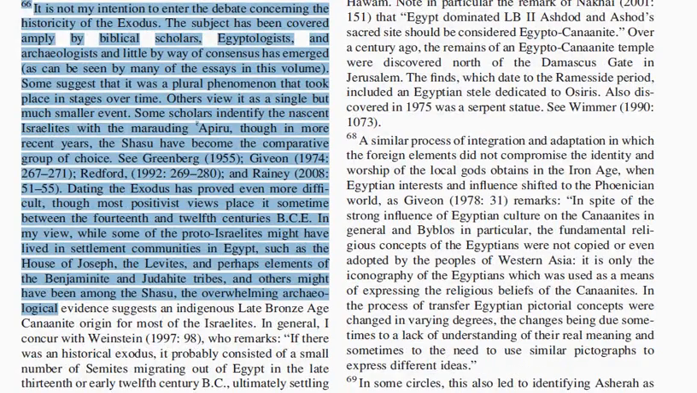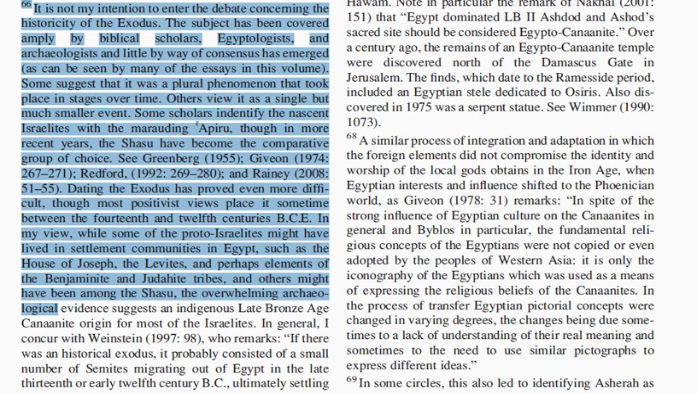It is not my intention to enter the debate concerning the historicity of the Exodus. The subject has been covered amply by biblical scholars, Egyptologists, and archaeologists, and little by way of consensus has emerged, as can be seen by many of the essays in this volume. Some suggest that it was a plural phenomenon that took place in stages over time. Others view it as a single but much smaller event. Some scholars identify the nascent Israelites with the marauding Apiru, though in more recent years the Shashu have become the comparative group of choice.